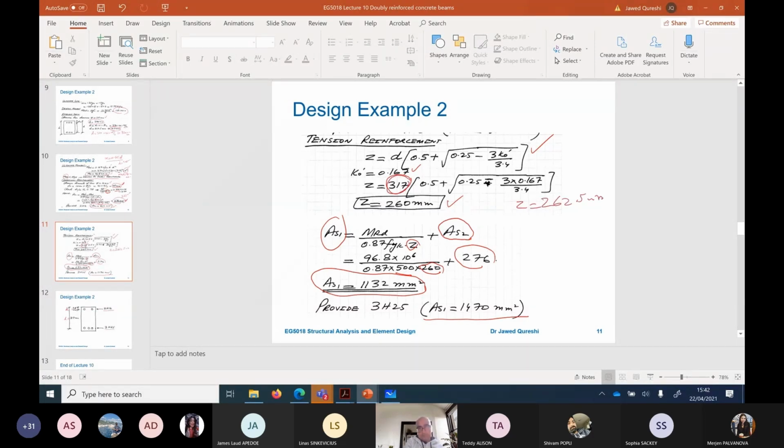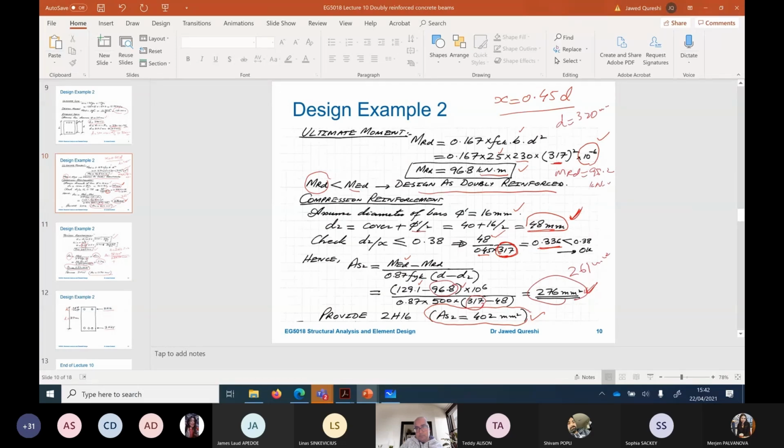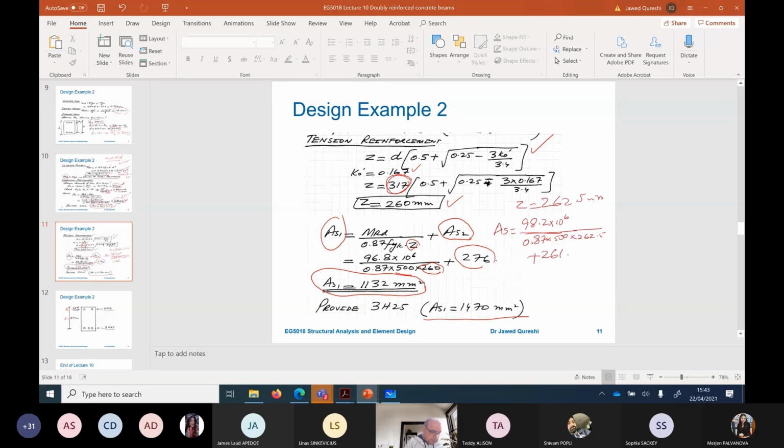And then finally, AS1 will be equal to MRD. MRD was 98.2 times 10 raised to 6, divided by 0.87 into 500 into 262.5, plus this AS2, which is 261. Let us see what is the difference by using these revised values. So AS1 is giving me 1121 millimeter square. So the required one is going to be less because you're using a smaller diameter bar.